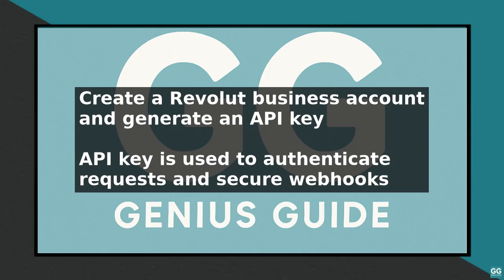Next, you need to set up a webhook endpoint. This is the URL that Revolut will send the webhook requests to. It should be a publicly accessible URL and should be able to handle HTTP POST requests.